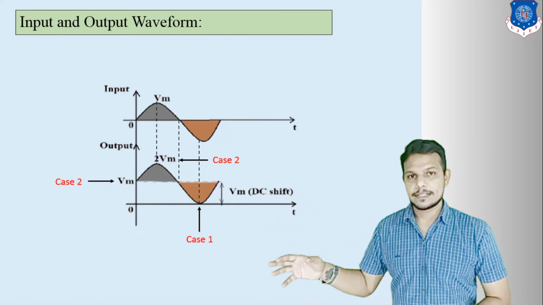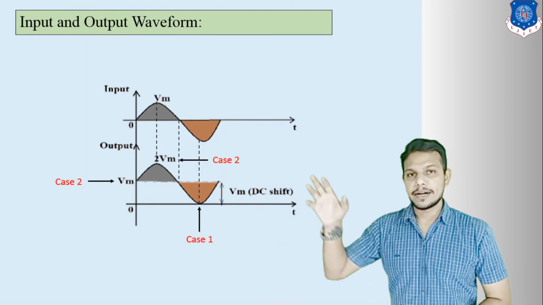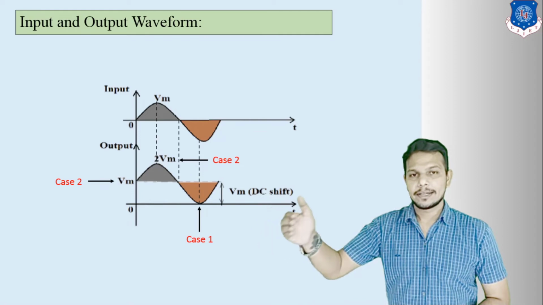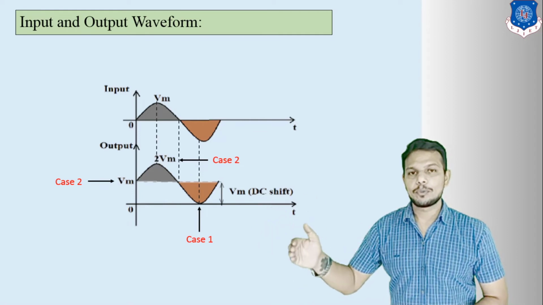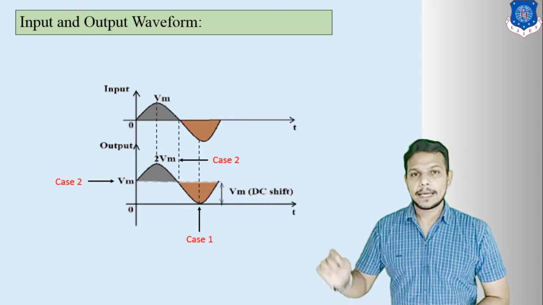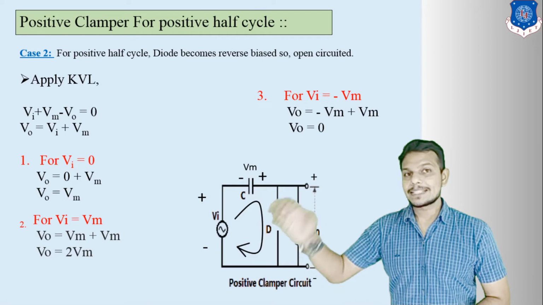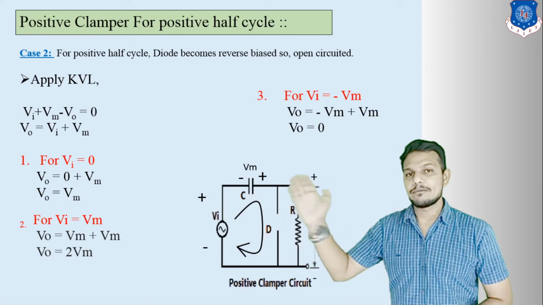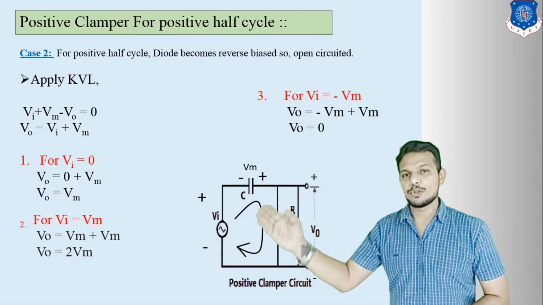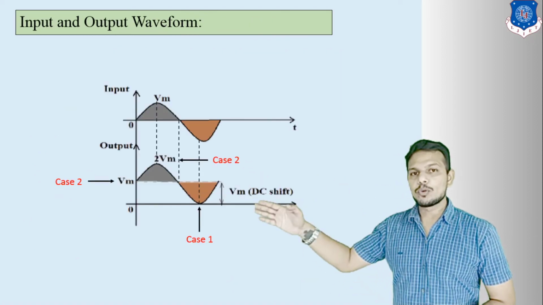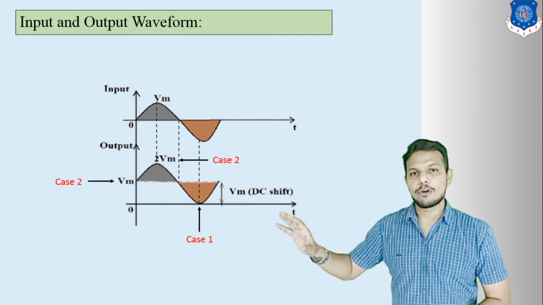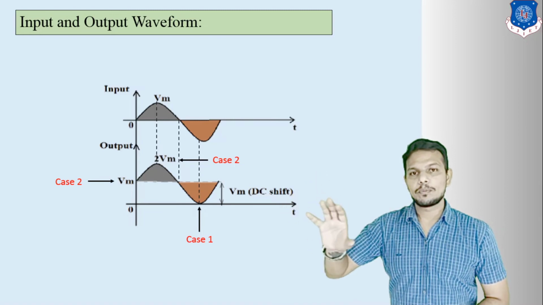Now in the last case, if a negative input is applied to your circuit diagram, at this time you will get your output equal to 0. Why 0? Because here we can see Vi is equal to minus Vm. At this time Vo is equal to minus Vm plus Vm, and then it becomes Vo is equal to 0. So your output voltage becomes 0. Like this we will get the waveform of the input and output of the clamper.